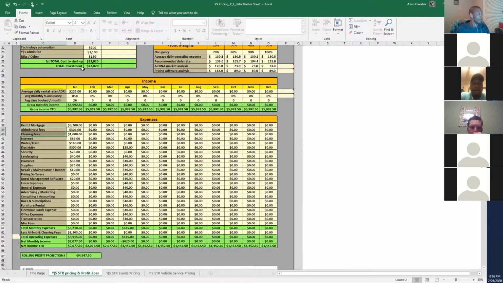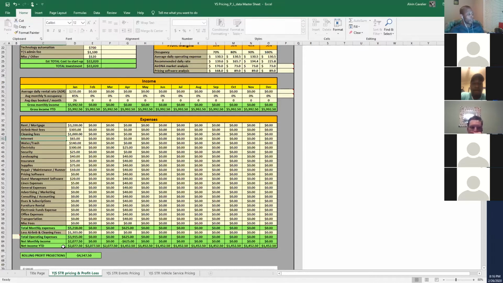So what you'll see here is your total monthly expenses. Now, what this tool also does for you is it automatically deducts your Airbnb host fees and your cleaning fees, which are pass-through expenses. And you'll see here it gives you less Airbnb and cleaning fees, and then it gives you your total operating expenses, which is essentially your monthly operating costs.